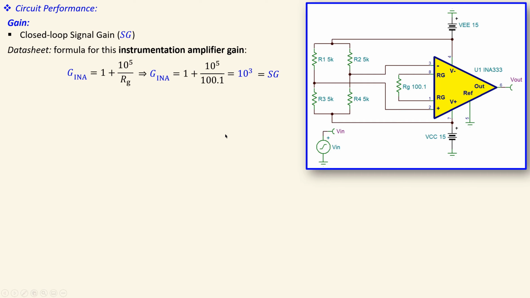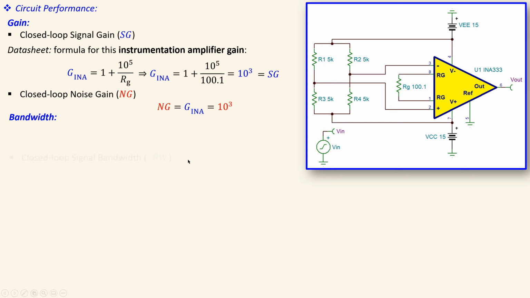That is also the signal gain directly, so we just equate that to this instrumentation amplifier gain. The closed loop noise gain, which is what we want to use in our noise calculations, is the same as the signal gain. So the signal gain will also be the noise gain, and that will be 1000 for this instrumentation amplifier.